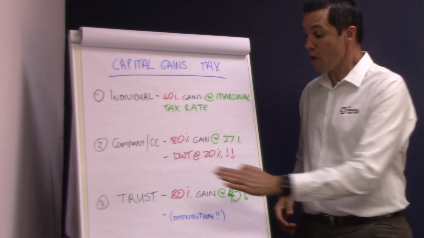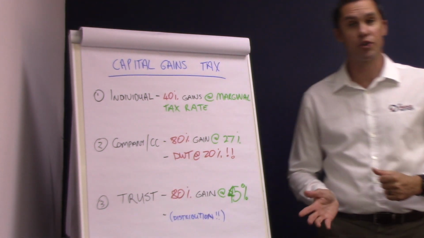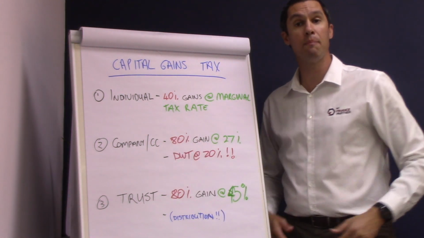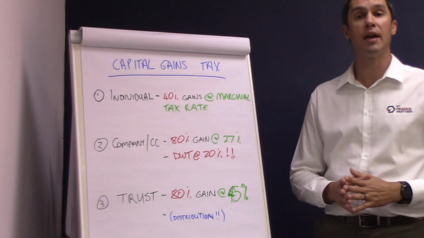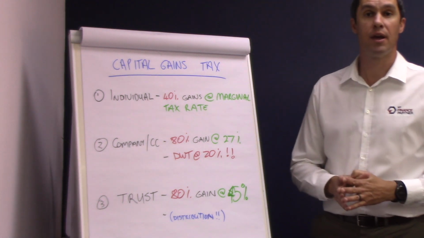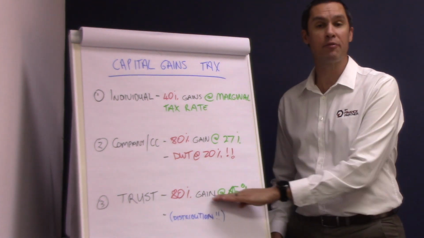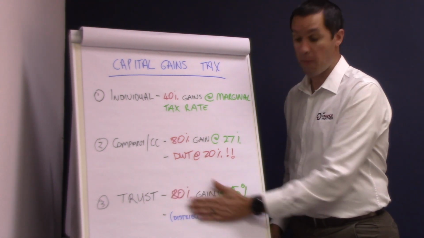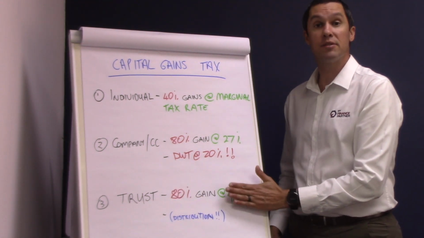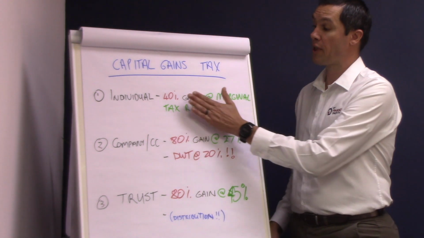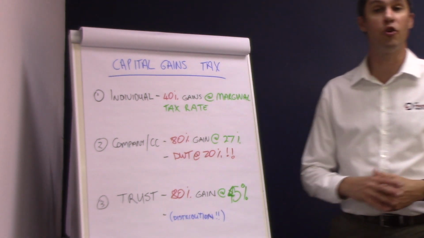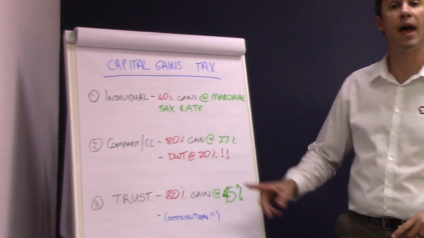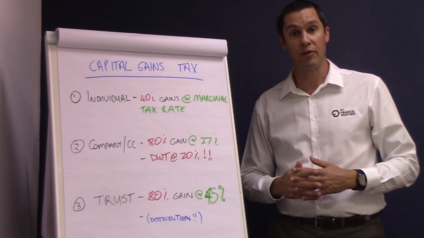Okay. The last one is just on the trust. The rules around the trust, same percentage as your company, 80% of the gain will be taxed, okay? And the trust has a flat rate of 45%. So you're going to pay double the amount of tax in the trust for a capital gain as what you will in your personal name, because 40% of the gain versus 80% of the gain in the trust.